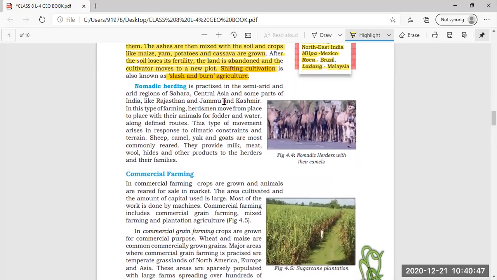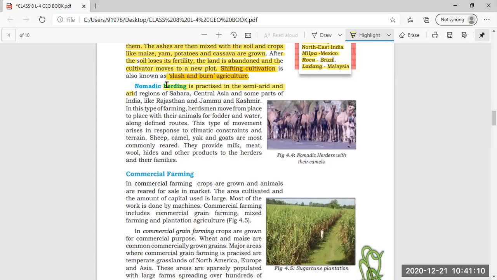Nomadic herding is practiced in the semi-arid and arid region of Sahara. Now, nomadic herding, what is nomadic herding? It is practiced in semi-arid and arid regions of Sahara. Means mostly it is done in the Sahara area. Then Central Asia and some parts of India like Rajasthan, Jammu and Kashmir.